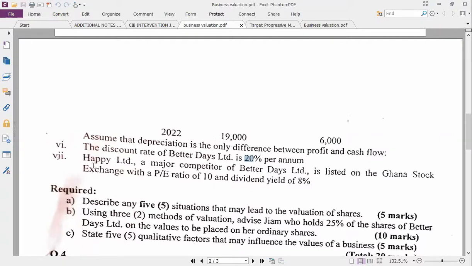Let's continue. Happy Limited, a major competitor of Better Days Limited, is listed on the Ghana Stock Exchange with a PE ratio of 10 and dividend yield of 8%. So that is all. We need this to get the PE ratio, but we pick them and then we just use it to calculate the share price. So basically, we will start the game.